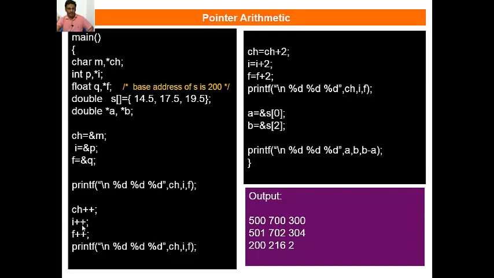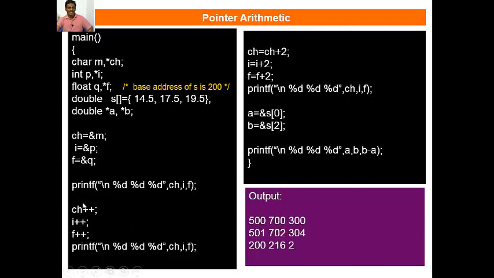I plus plus, it is a pointer variable. What is the size of a pointer variable? 2 bytes. If we add 1, what is I? I is an integer pointer variable. I holds the address of P, that is 700. If we add 1 with 700, it goes to the next location.